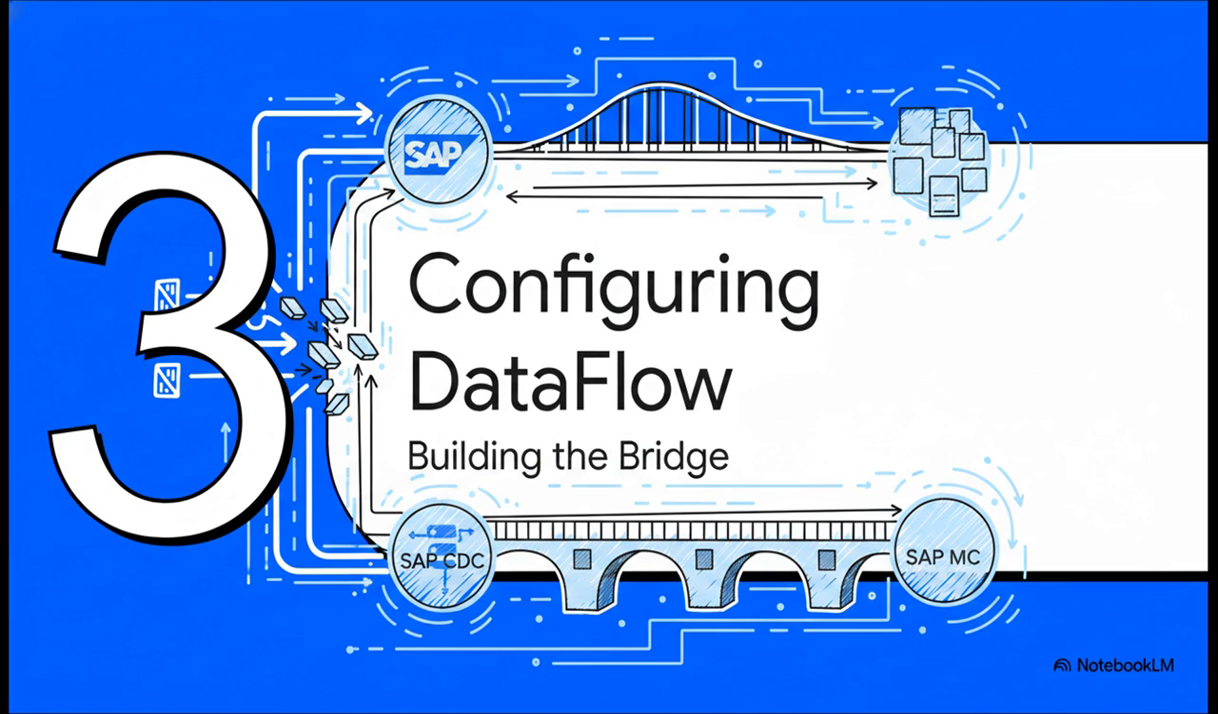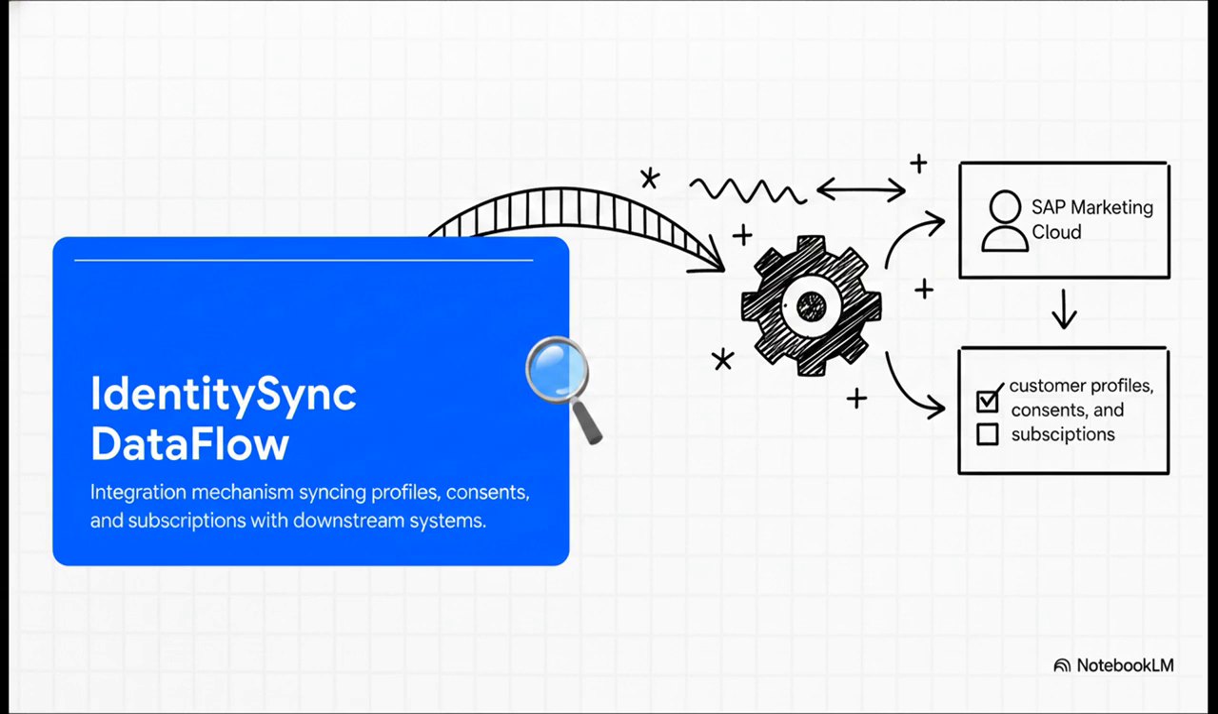The foundation is set. Now we build the bridge. According to the source material, this bridge is called the Identity Sync Data Flow. This is the precise integration mechanism in SAP CDC that syncs customer profiles, consents, and subscriptions straight into those connected downstream systems. Think of this as the actual engine of our integration. It grabs the user's data and all their consent rules, packages the whole shebang up, and drops it exactly where it needs to be without losing a single drop of context.